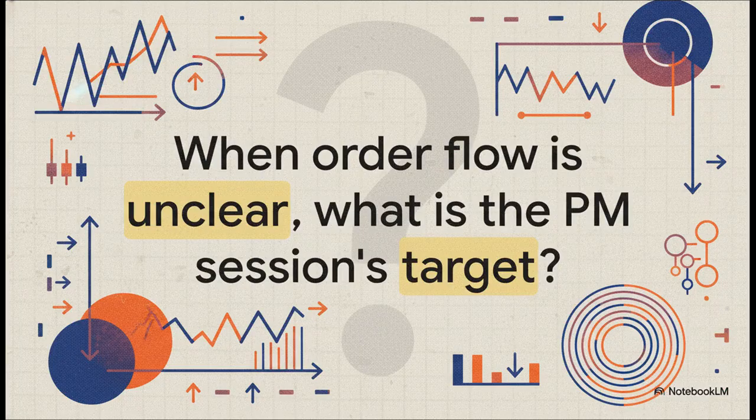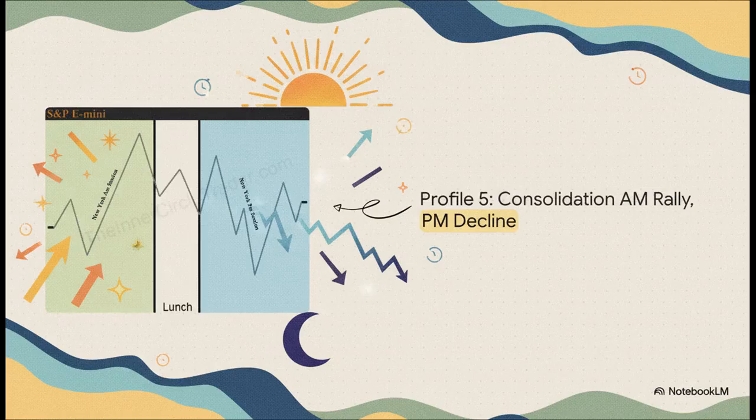So that brings up a really important question. If there's no clear direction from the big institutions, what is the market even trying to do? After the morning session makes a move, what decides where the afternoon session is going to go? What's the target? Well, the answer lies in our next profile, the consolidation AM rally, PM decline.